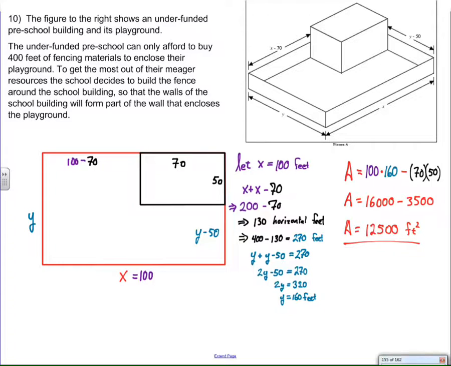And what I was able to do is to figure out the process. For example, when I took x, the next thing that I had to do was to double x and subtract 70 to get the total amount of fencing that was available for the horizontal. Then I took the 400, subtracted the 130 to get the amount of fencing for y, and then I solved for y. Then for the area, I took x times y, which is the area of the entire playground and the school building, and I subtracted off the area of the school building itself, giving me a grand total.